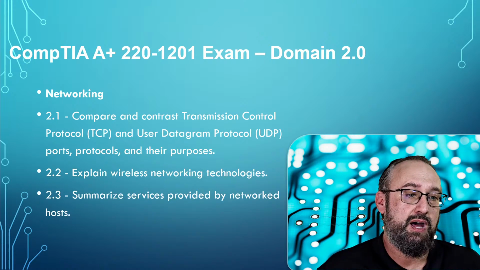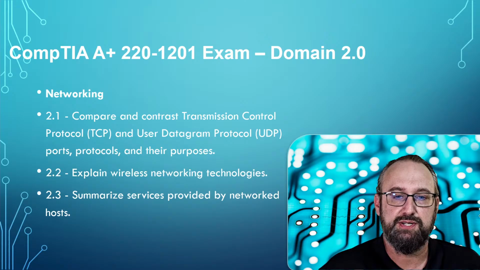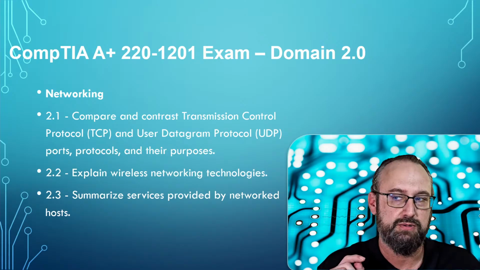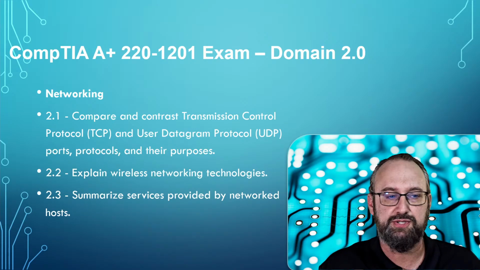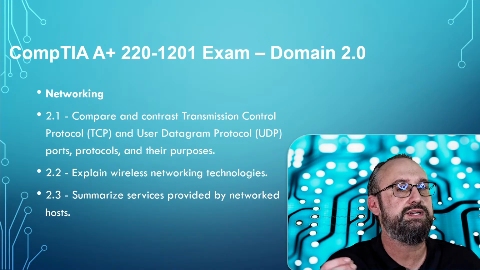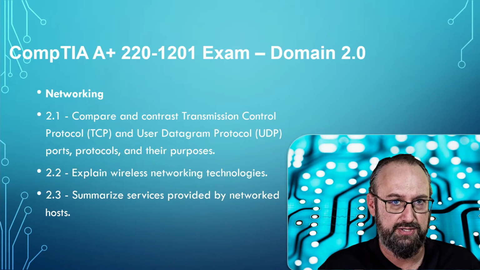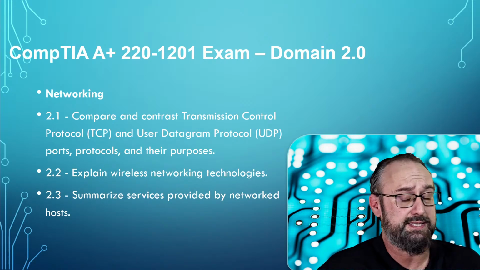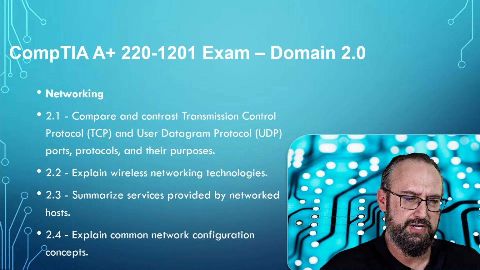Next up, we have 2.3, right? That is summarize the services that are provided by network hosts. Summarize. Didn't say configure them. Keep that in mind. That's going to be things like server roles, DNS, DHCP, print servers, mail servers, syslog, web servers, right? But it doesn't say configure them. Do you know what the roles are? Can you explain that back to me? Can you summarize it? Again, the level of depth. But there'll also be things like internet appliances, legacy and embedded systems, and even IoT falls under this objective.